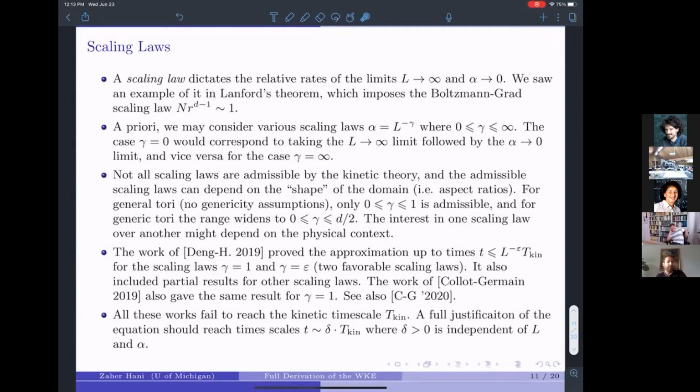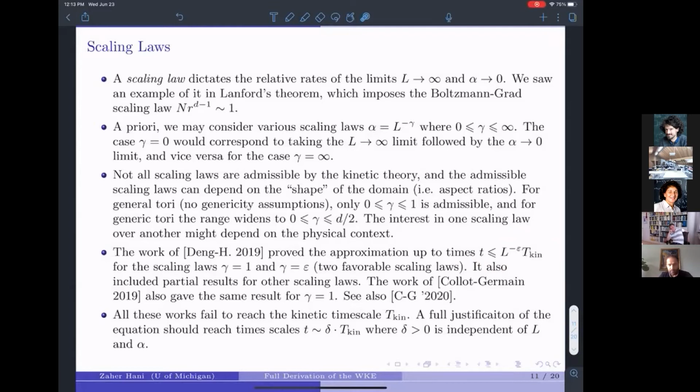Okay, so going back now, now that we explained this notion of scaling laws, I can explain more precisely our first work with Yu Deng in 2019 and the work of Collin and Germain. In that work, we proved the approximation, as I said, for times t less than L to the minus epsilon times the kinetic time scale only for two scaling laws, which correspond to gamma equals 1 and gamma equals epsilon. We call those two favorable scaling laws. We had partial results for other scaling laws and explained the obstructions for those other scaling laws.